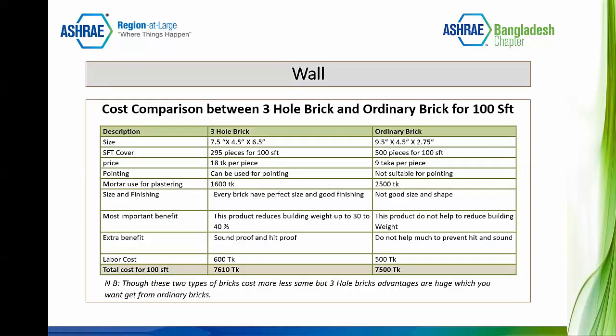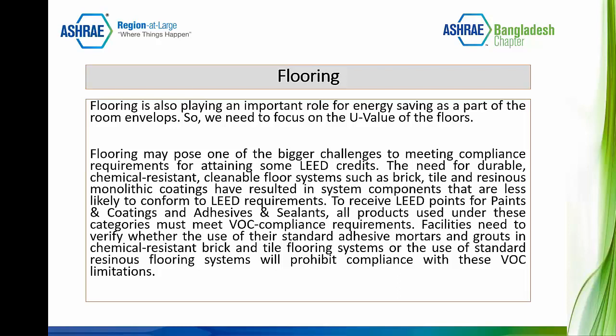Now, this is a comparison between three-hole hollow brick and ordinary brick. The cost is almost the same, but the U-value is a big difference. Okay? The clay brick to hollow brick. So what I encourage everyone is to check all the options, how low you can go on the U-value for the wall. Same with flooring. What kind of tiles are you using, which has elements of heat gain or heat loss or cold loss?